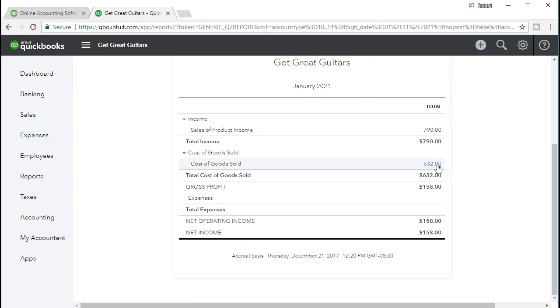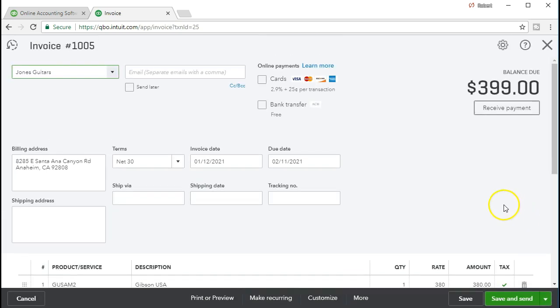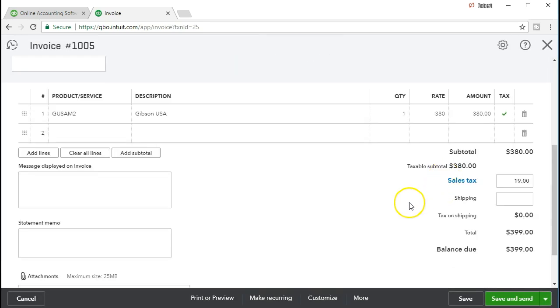If we select that item, then once again, we see the Jones guitar, the amount of $304, which is the cost, not the sales price. Selecting that item, we get back to the invoice, and here once again is the invoice.